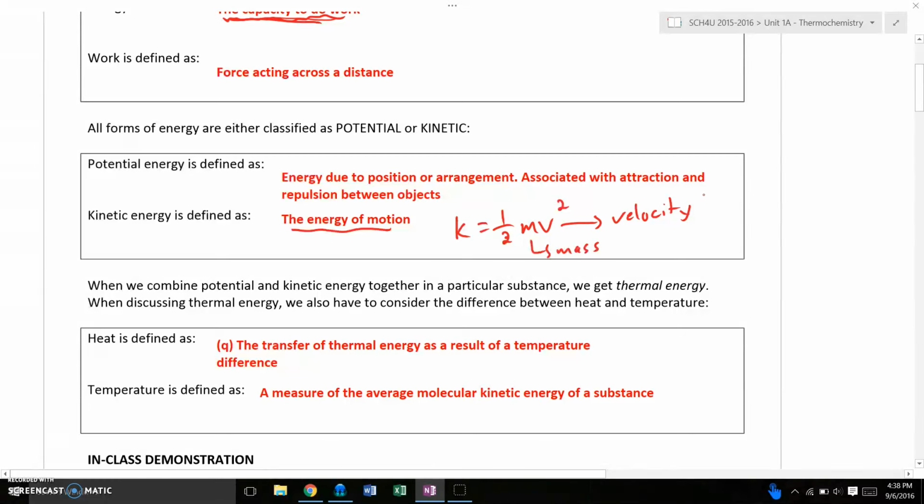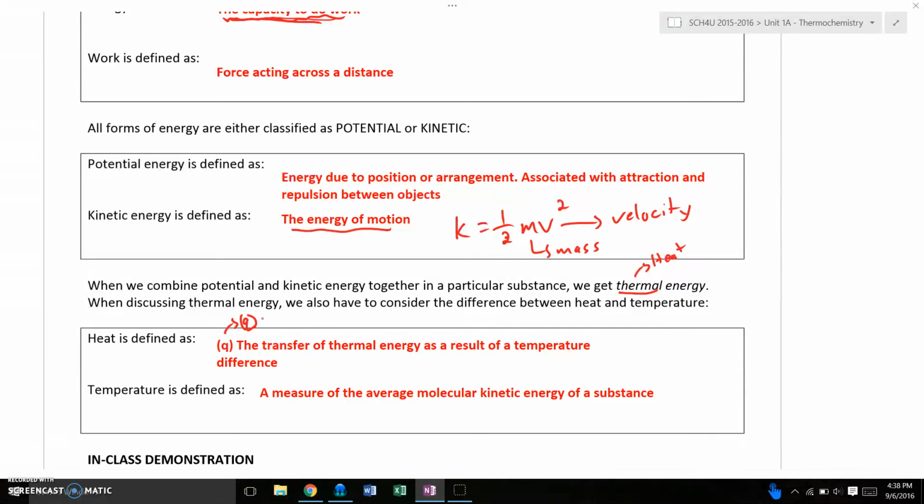Okay. When we combine the potential and kinetic energy in a particular substance, we get thermal energy. And again, thermal, we're talking about heat energy here. Okay. When we discuss thermal energy, we have to consider the difference between heat and temperature. Heat, which we symbolize using Q, is the transfer of thermal energy as a result of a temperature difference.